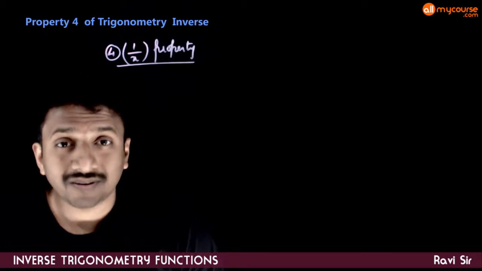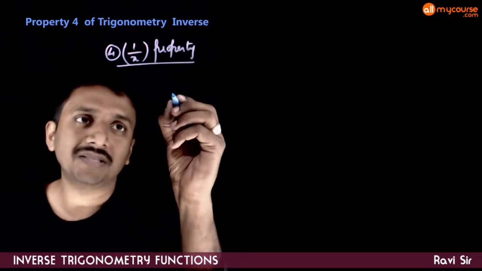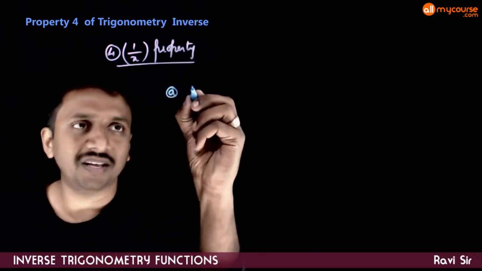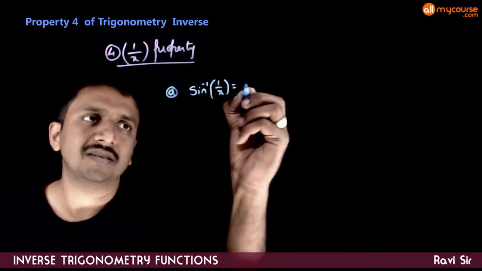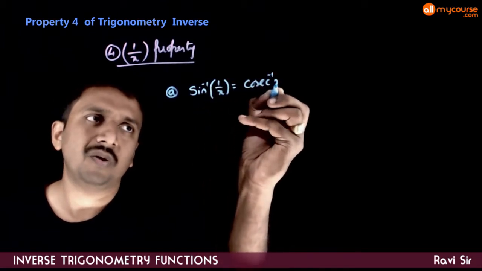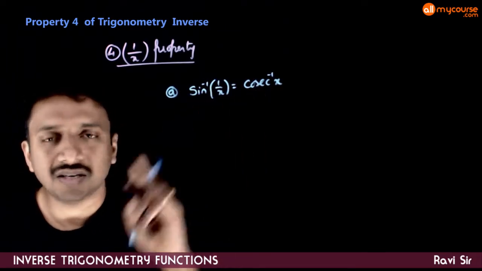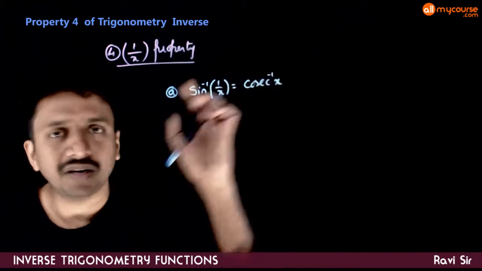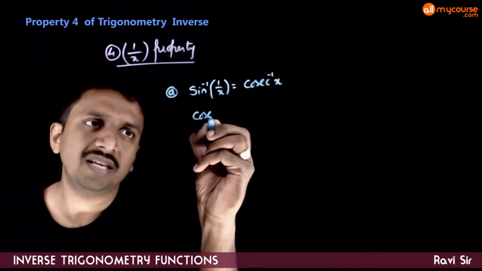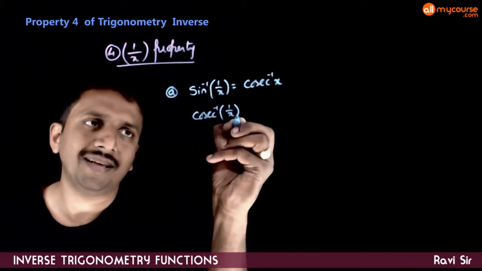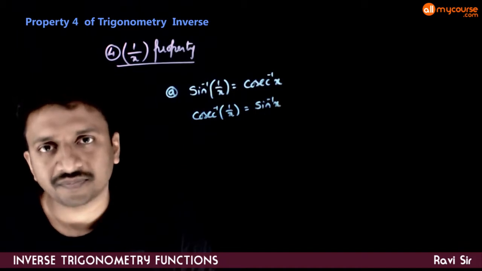So property 4 is called the 1 by x property. The formulas that you have in this property are: sine inverse of 1 by x is equal to cosecant inverse of x. So if you convert sine inverse into cosecant inverse, the argument gets reciprocated. Similarly, cosecant inverse of 1 by x is equal to sine inverse of x.